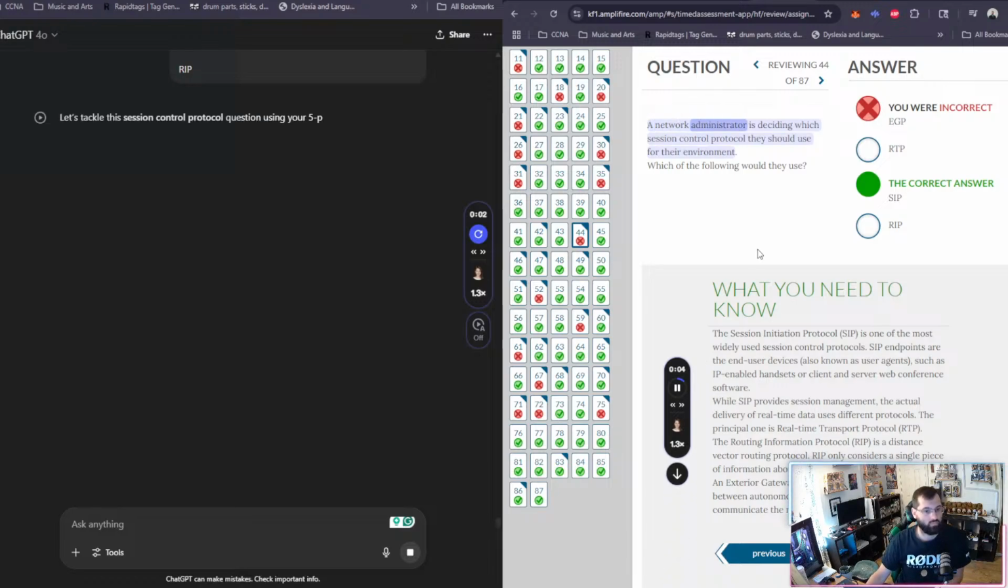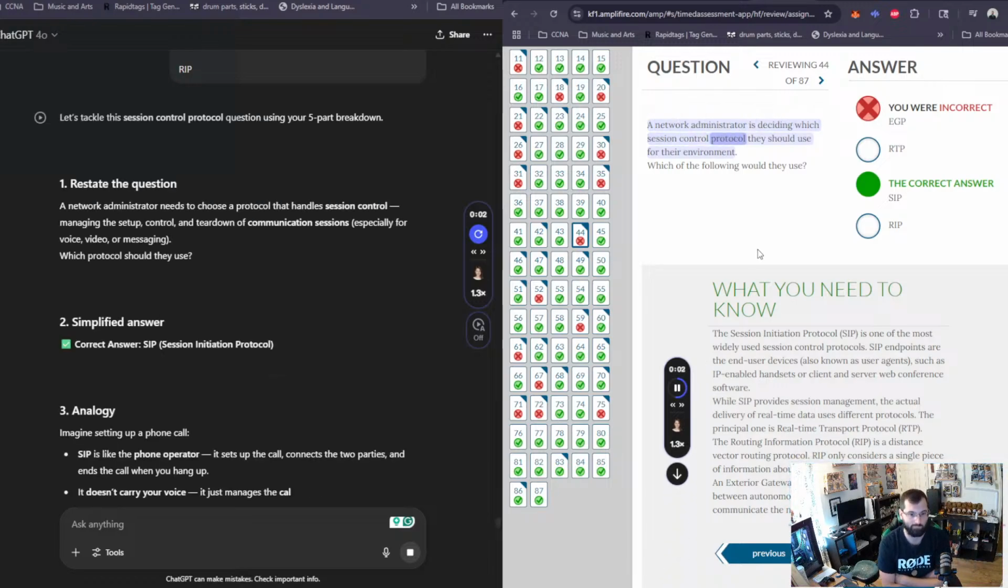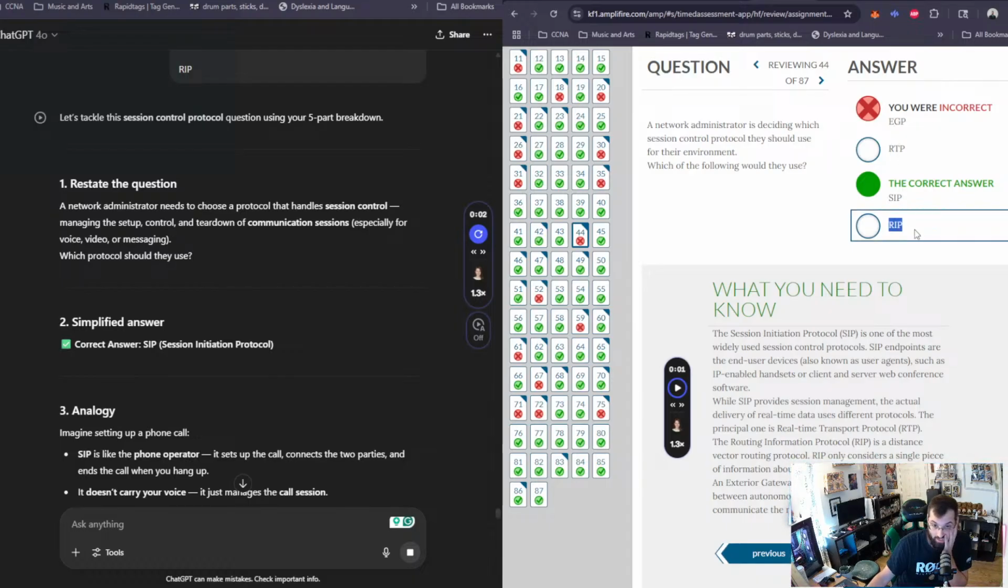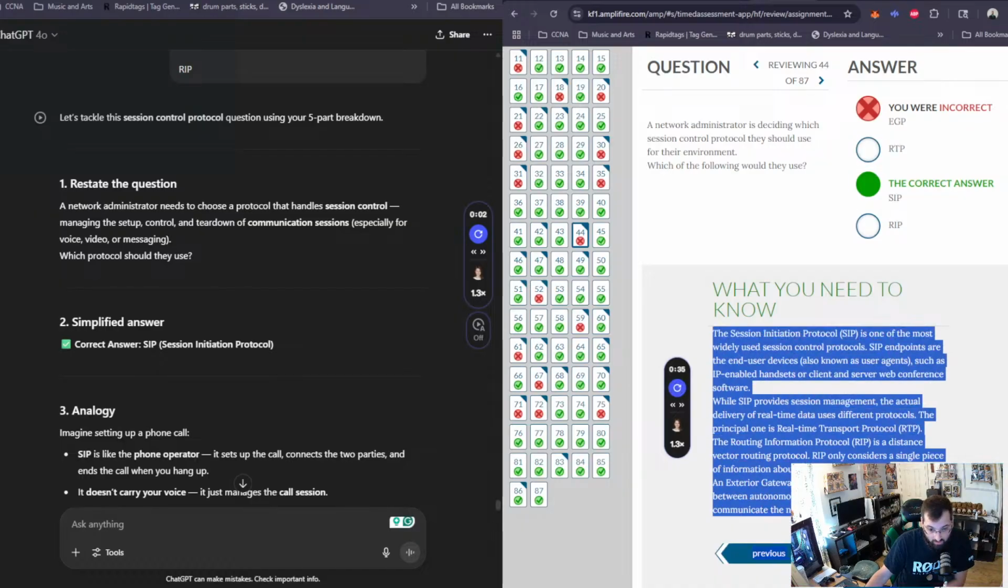A network administrator is deciding which session control protocol they should use for their environment. The only two that I knew were EGP, which I cannot remember what it stands for, and RIP. And I knew for a fact that it wasn't RIP. I did not know what these two were. Let's see what it says, and then we'll see what ChatGPT says.